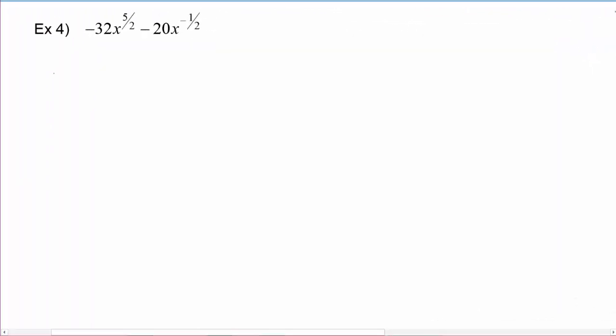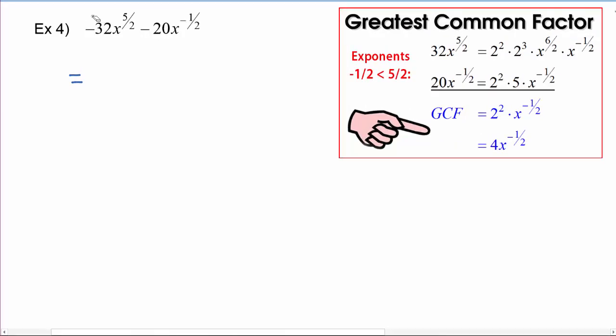In example 4, the greatest common factor between 32 and 20 is 4. Both of them are negative, so the coefficient that we'll factor out is a negative 4. Looking at our variables, we have x to the 5/2 and x to the negative 1/2. Clearly, negative 1/2 is the smaller exponent, so we'll factor out an x to the negative 1/2.